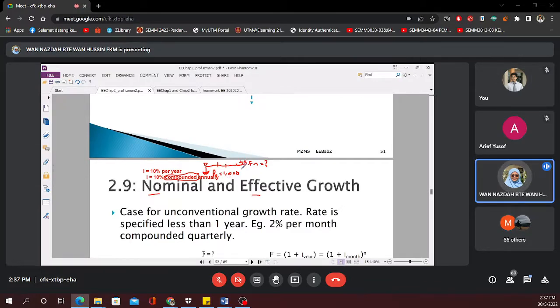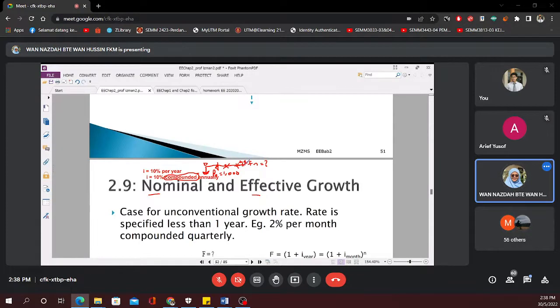Say, for example, you deposited about 1,000 in a bank, and you are required to determine the future value at the end of year 5. It says that your annual interest is 10% compounded annually, meaning that every year the bank charges you. All right.